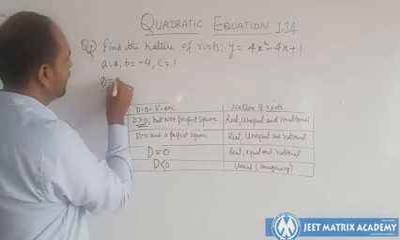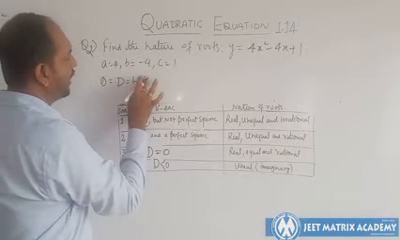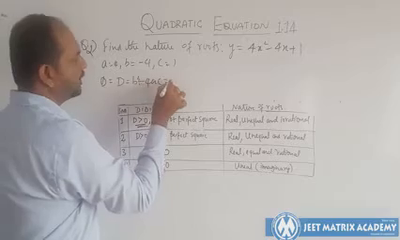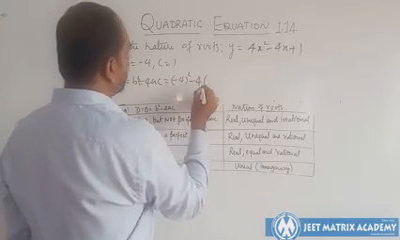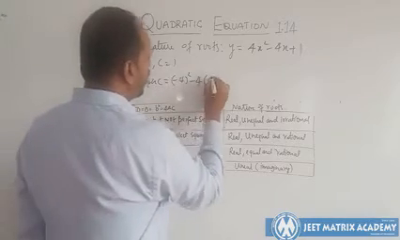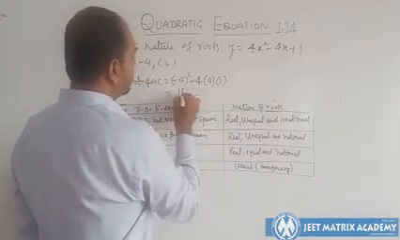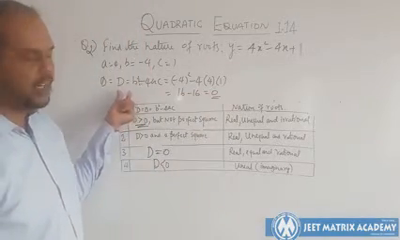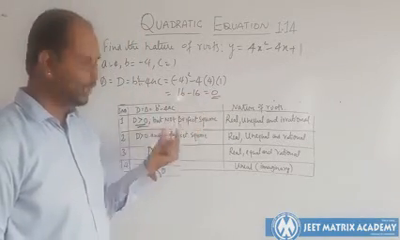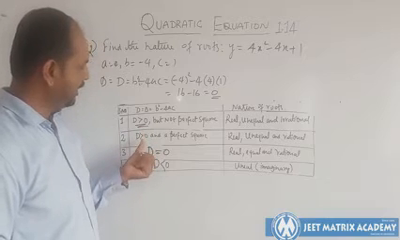So my delta, D, equals b square minus 4ac, that is (-4) whole square minus 4ac. a is 4, c is 1. So this is 16 minus 16, which equals 0. So we got the discriminant value as 0, so it lies in the second case.